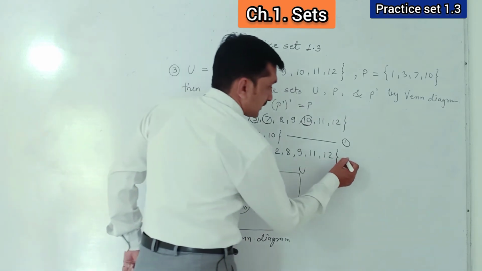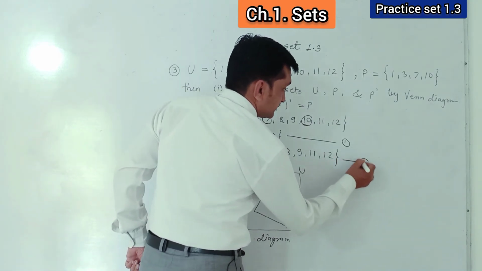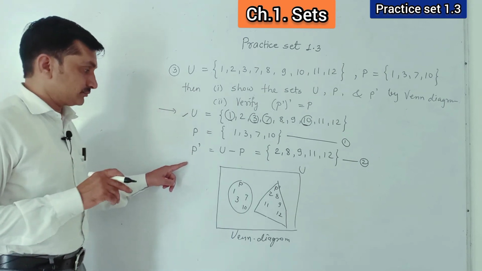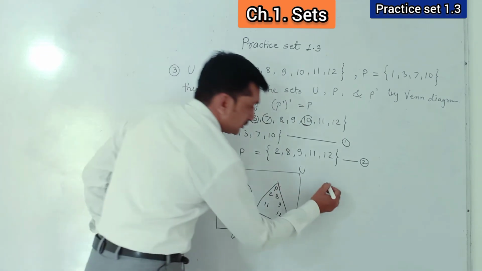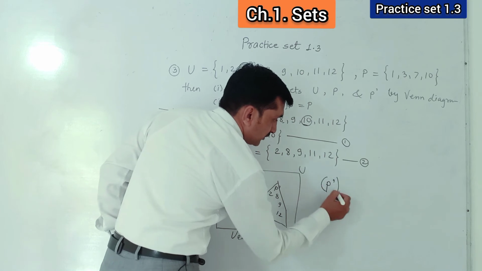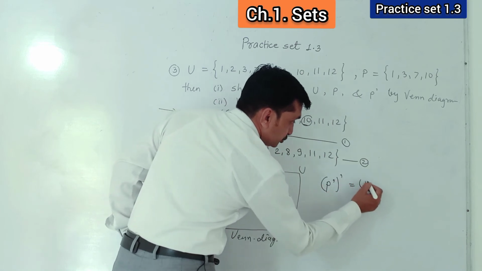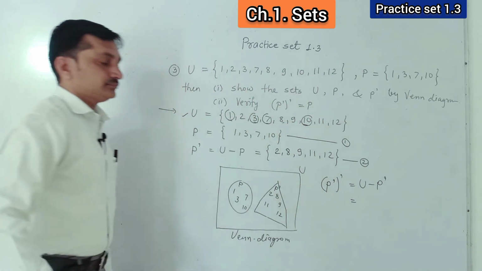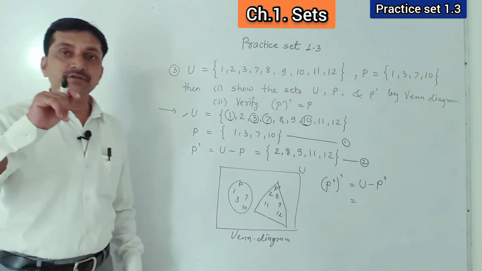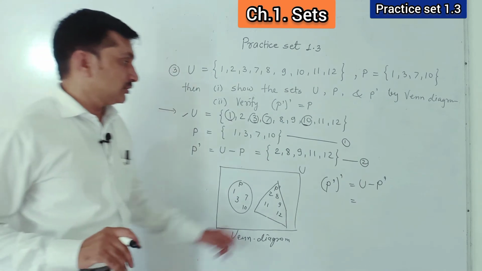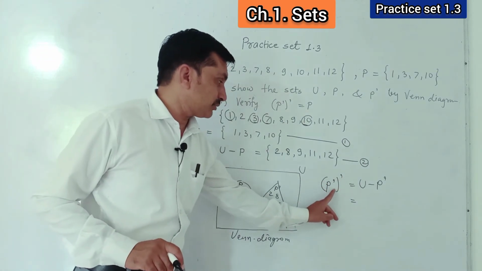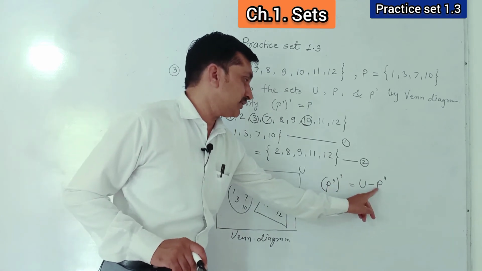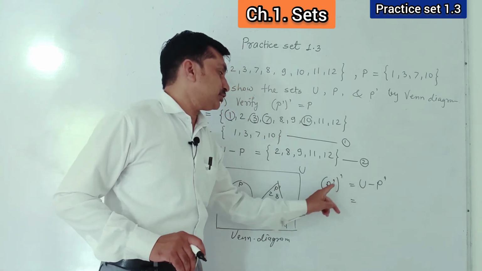Second, it is P complement. Now, the complement of P complement again, the complement of this. The complement of P complement means U minus P complement. When we want a complement, we subtract from U. Here, the complement of what? P complement. Then from U you have to subtract P complement. U minus P complement is the complement of P complement.